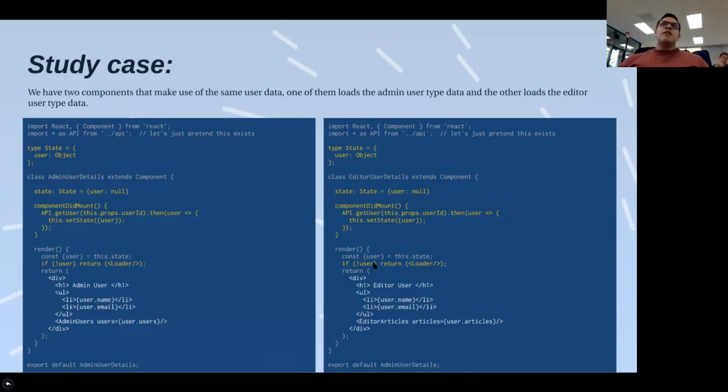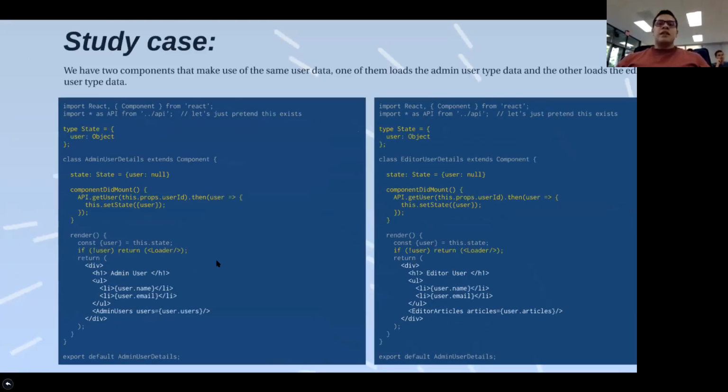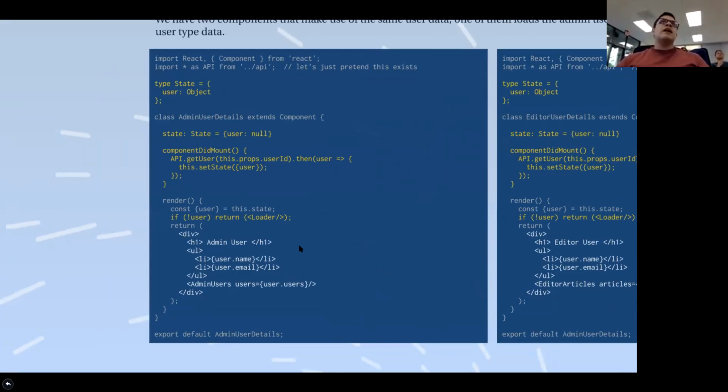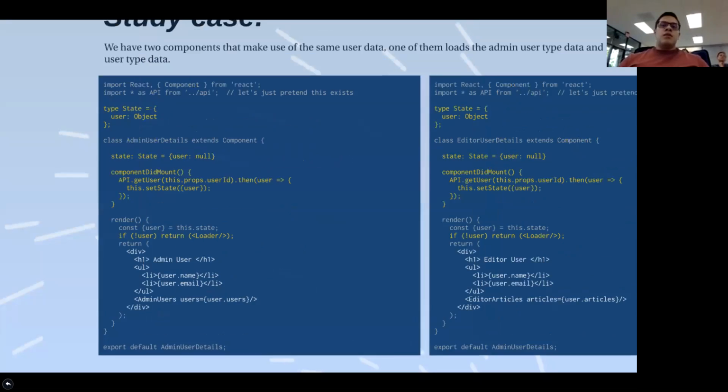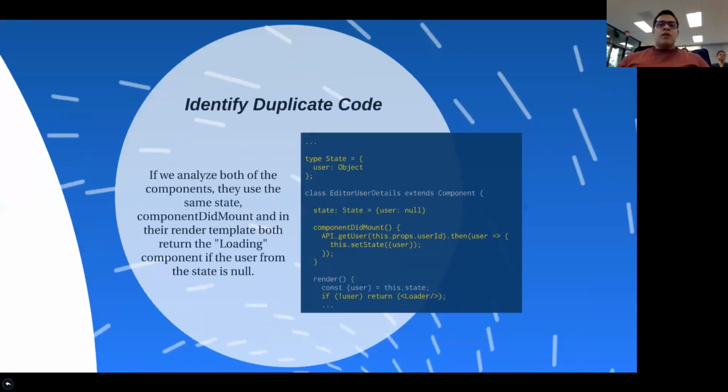And then in the render method, there's a common thing, which is the display of a loader component when the user is not defined. And the only thing that differs is just the template. So this is a clear example of where we can implement higher order components and basically abstract component mount, the state, and the rendering of a loader. So the first step to start working on your higher order components is identifying the duplicate code. Like I said, the similar things are the state, component mount, and the rendering of the loader.